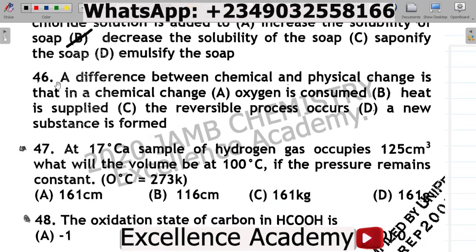All right, question 46. 46 says a difference between chemical and physical change is that in a chemical change, A, oxygen is consumed, B, heat is supplied, C, the reversible process occurs, D, a new substance is formed. Now, for a chemical change, we know that a new irreversible substance is formed. So the correct answer for this would be D, a new substance, which is usually irreversible, is formed. So D is the correct answer.